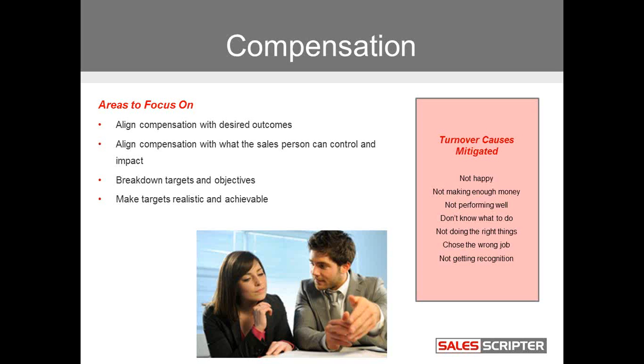Something that can help is breaking down targets and objectives as much as possible. So instead of just giving a huge annual number, maybe breaking down to quarterly quotas. Instead of just giving a revenue quota, you could have a quota for meetings, calls made, activities, presentations given, proposals delivered. And the most important thing here, I think, is just making all of those targets that you're trying to drive towards realistic and achievable.